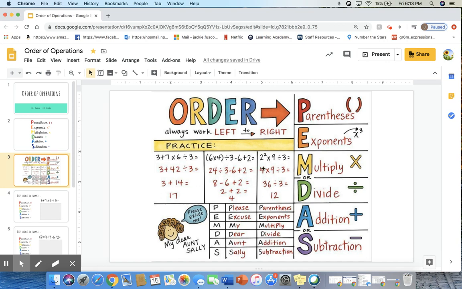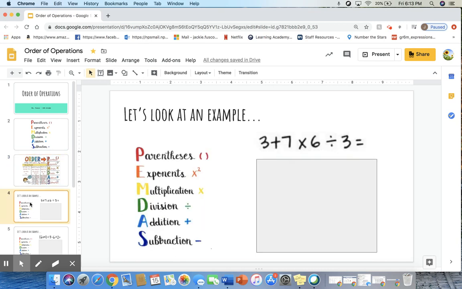There's also 3 examples on this slide, and it reminds you of that little funny way of remembering it. Please excuse my dear Aunt Sally. PEMDAS, right, is how we remember that order. So we're going to look at a few examples together.